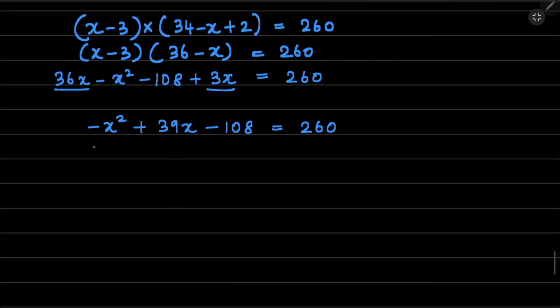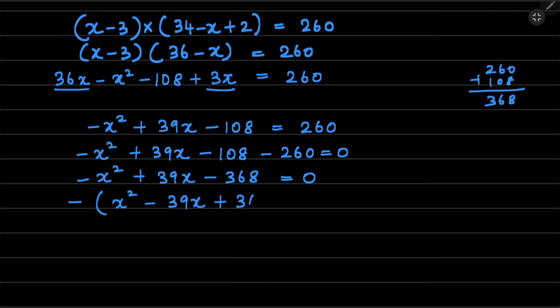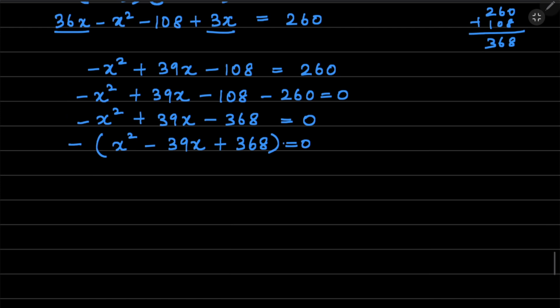Okay. So let's bring 260 here. So +39x − 108 − 260 = 0. So 260 and 108, when you add them, you get 368, right? So −x² + 39x − 368 = 0. Take minus common out. x² − 39x + 368 = 0. So you can remove the negative sign.